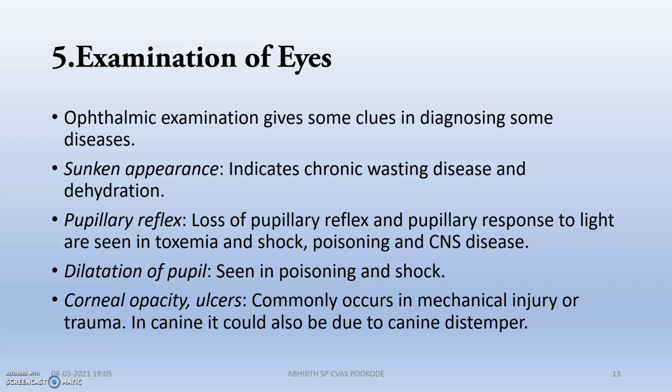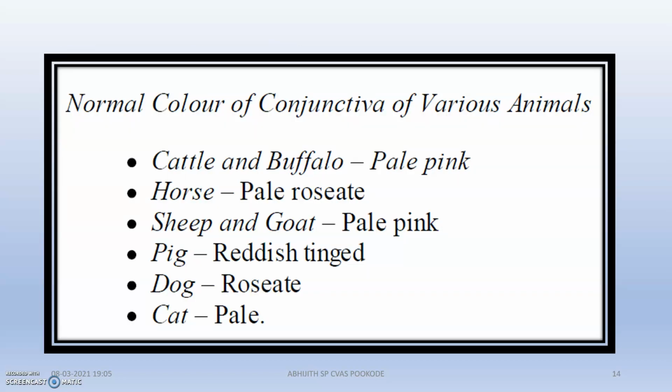Next is the examination of eyes. You can go for ophthalmic examination, which will be giving us some clues for the diagnosis. Next is the sunken appearance, pupillary reflex, dilatation of pupil, which is mainly seen in poisoning, opioid poisoning and the shocks and all. If at all any problem with the CNS or toxemia or shock has happened, it may lead to false pupillary reflex. Corneal opacity and ulcers in case of canine distemper and canine hepatitis. This is actually the normal color of conjunctiva of various animals. You can just have a screenshot and you should always remember it.